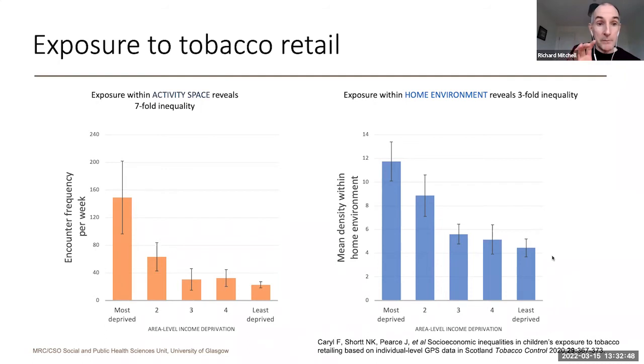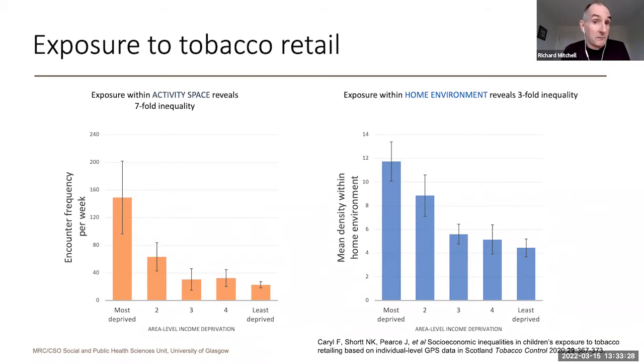But if you use a GPS device to work out exactly where the kids went in their daily routine across the week and at the weekends, so we know where the GPS device is, it's on the kid, and we know when they encounter a shop, there we see a 7-fold inequality in exposure to tobacco retail. So the poorest kids are 7 times more likely to be exposed than the richer kids. And we already know that poorer folk are more influenced by the retail environment that surrounds them. So that's a really interesting insight into how GPS can help us understand what's really going on in these kids' lives and what might be driving their health and behaviour.